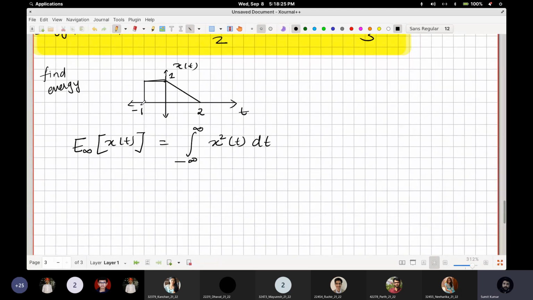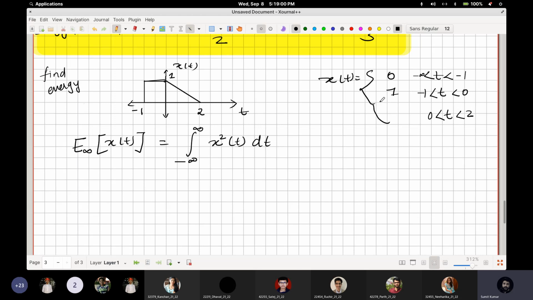Now this signal exists from minus 1 to 2. So if I have to write this in piecewise form, it is equal to 0 for t less than minus one, isn't it? In that range it is zero. Then between t equal to minus one to zero, it is equal to one. And after that it's a straight line from t between zero to two. What will be the equation of that straight line? Minus half t plus one, isn't it? And after that it is again zero, so between t equal to two to infinity, it is again zero, right?